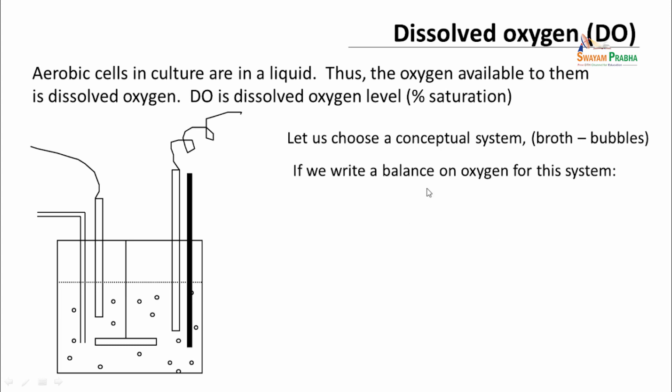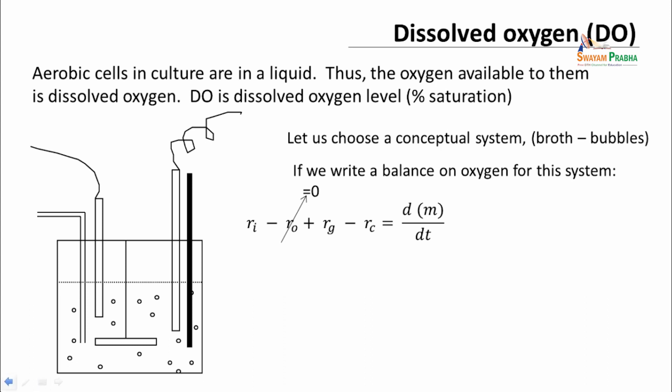If we write a balance on oxygen for this system, this is the overall balance equation. We always start here, it's very fundamental. So, input rate of oxygen minus the output rate of oxygen plus the generation of oxygen minus the consumption of oxygen equals the accumulation of oxygen, all in terms of mass per time. We have chosen this particular system, broth minus bubbles, so that we could actually set the output rate to be equal to 0. It simplifies our approach significantly. So, the output rate is 0.